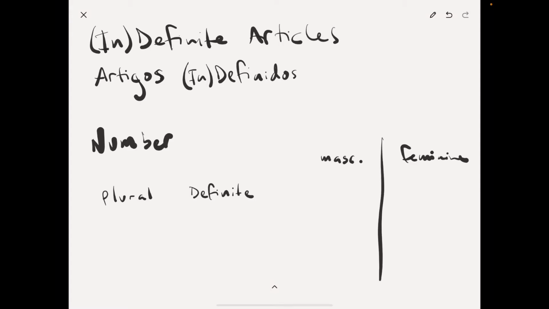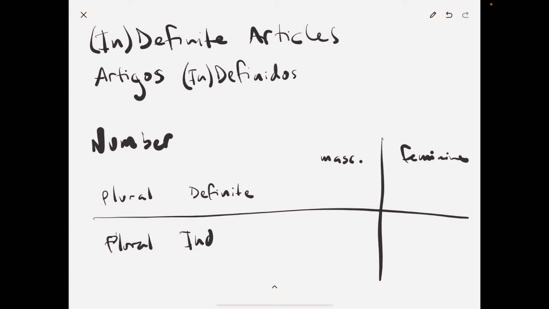Let me do the matrix again. And then we'll do plural indefinite, masculine, feminine. And for the definite articles, you have os and as.